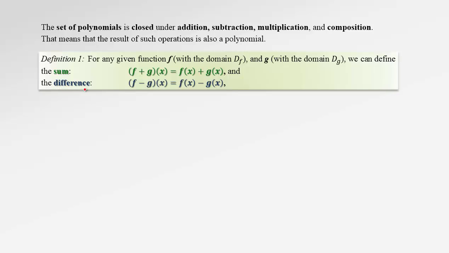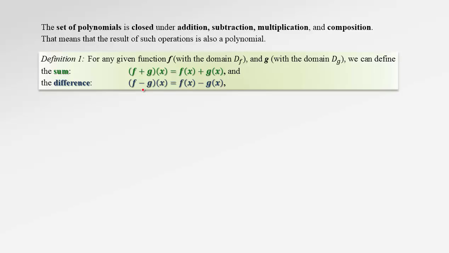Similarly, the difference of two functions can be defined by coordinates. That means the value of the new function, denoted by f minus g, at a certain point x is defined as the difference of values of the function f and the function g at the same point x.